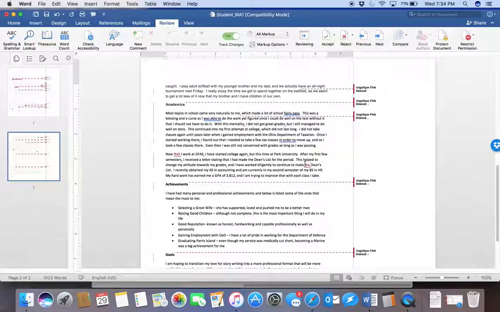Lots of letters there. So technically, you should spell out these abbreviations. And then once you've spelled it out, you could put the abbreviation in parentheses. And then after that, you can abbreviate as you please. But the first time, you should spell those out. My hard work has earned me a GPA of 3.812, let's see, and I am trying to improve that with each class I take. Good.